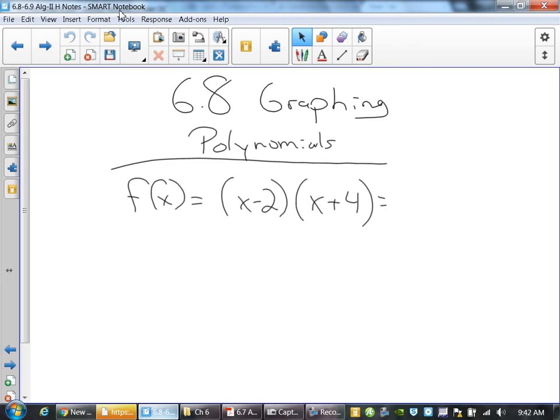So a trace button does not work for this. You have to use the calculate button. Trace gives you an approximate, and the trace button will be wrong if you don't use the calculate button.